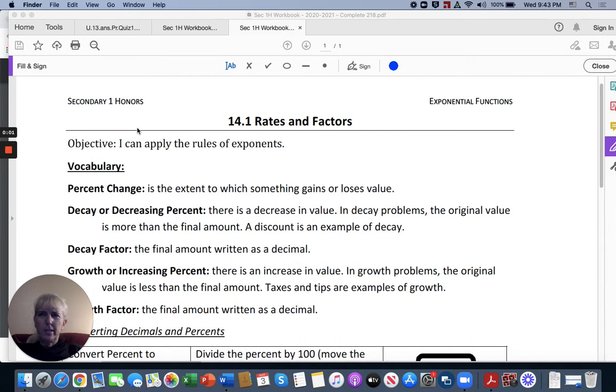Hello students. Today we are going to be going over 14.1 rates and factors. So our objective is I can apply the rules of exponents.